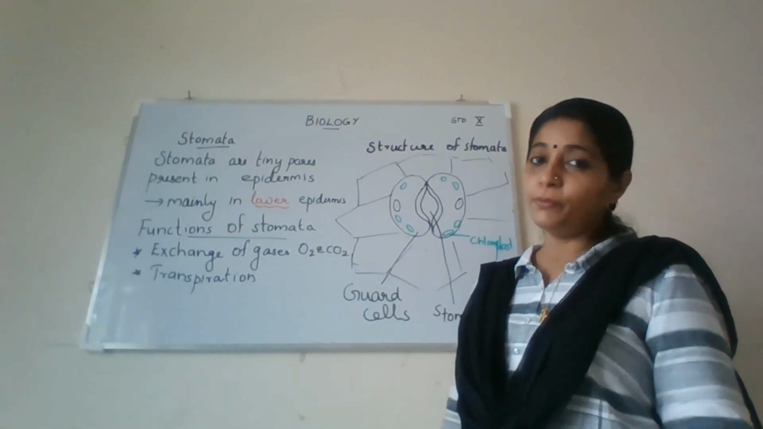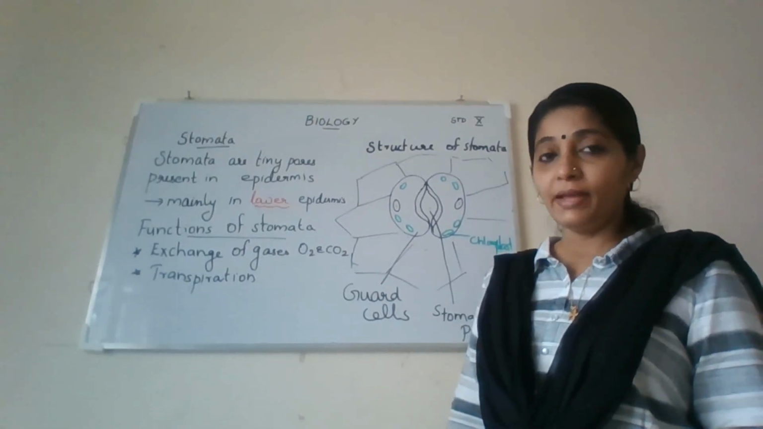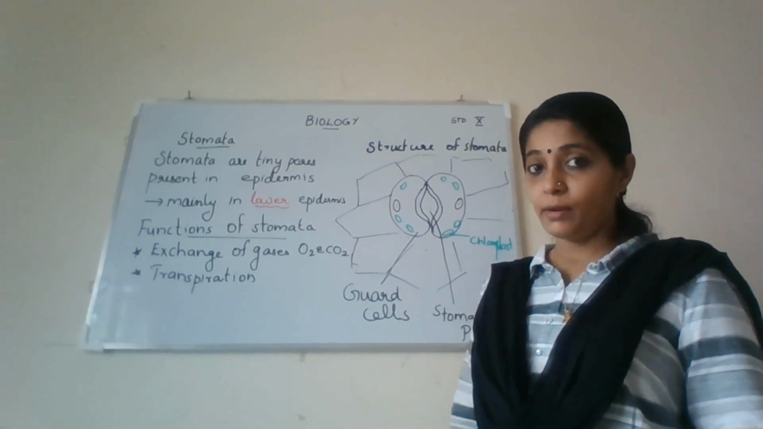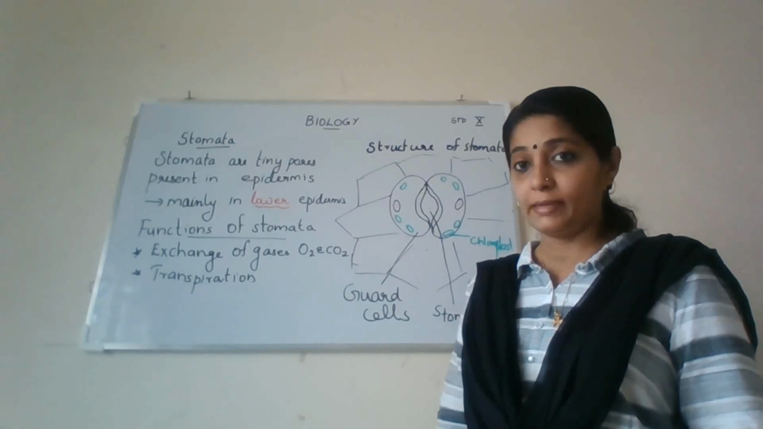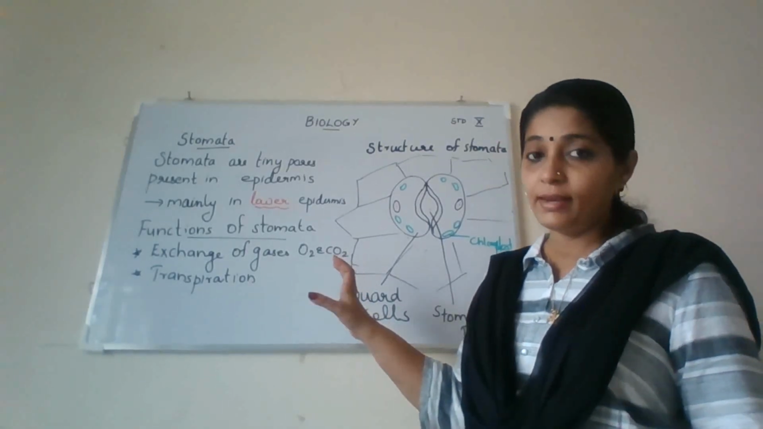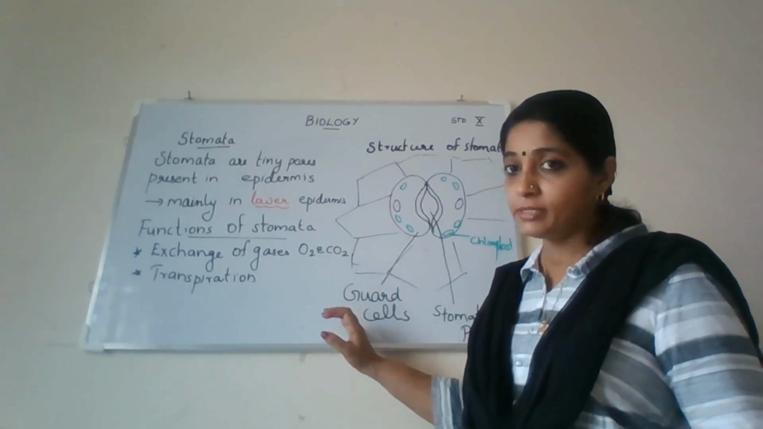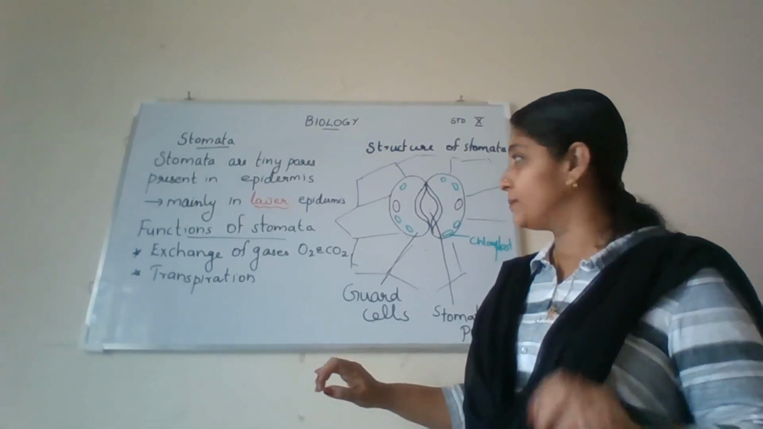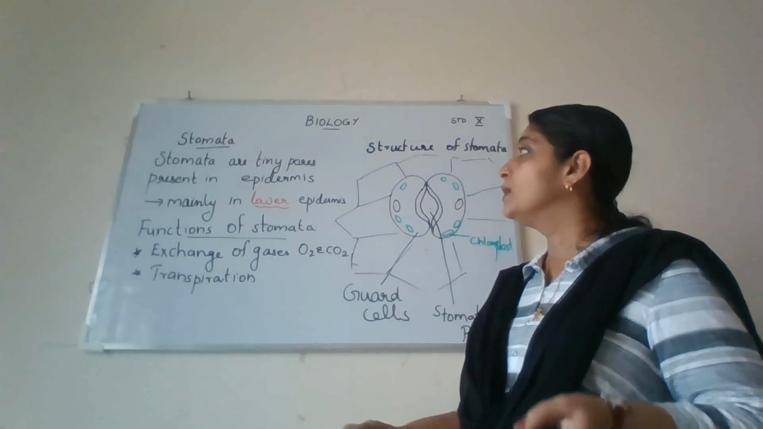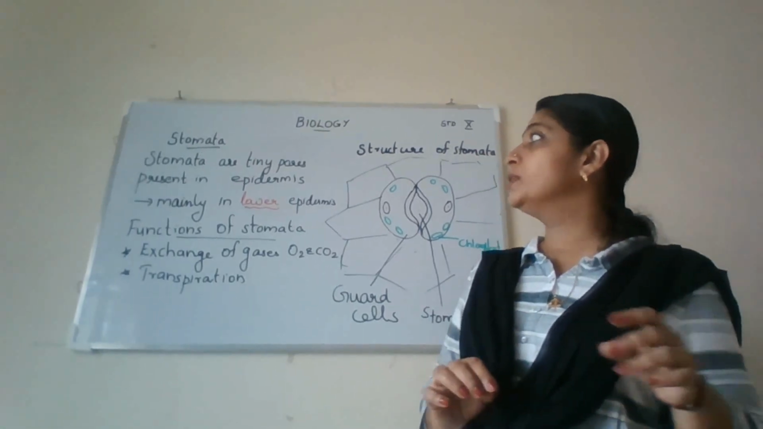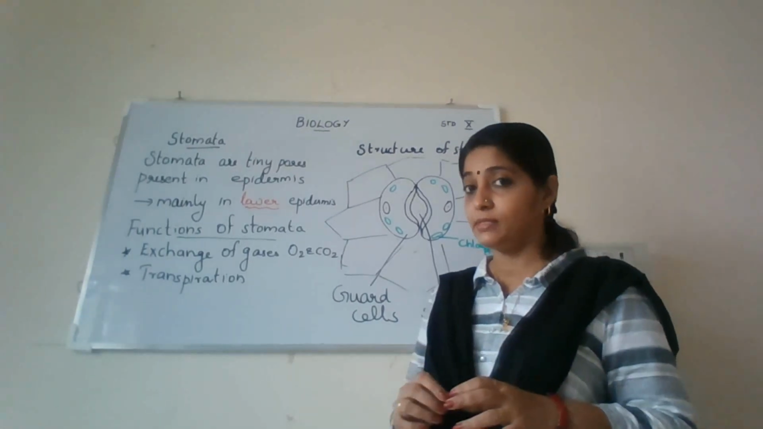So we learned, for the process of photosynthesis, plants need carbon dioxide and they get the carbon dioxide through stomata. Now we have to see what is stomata. Stomata are actually tiny pores which are present in the leaf epidermis. Epidermis, I think you would have studied it in 9th grade, right? So the stomata are the tiny pores which are present in the leaf epidermis.